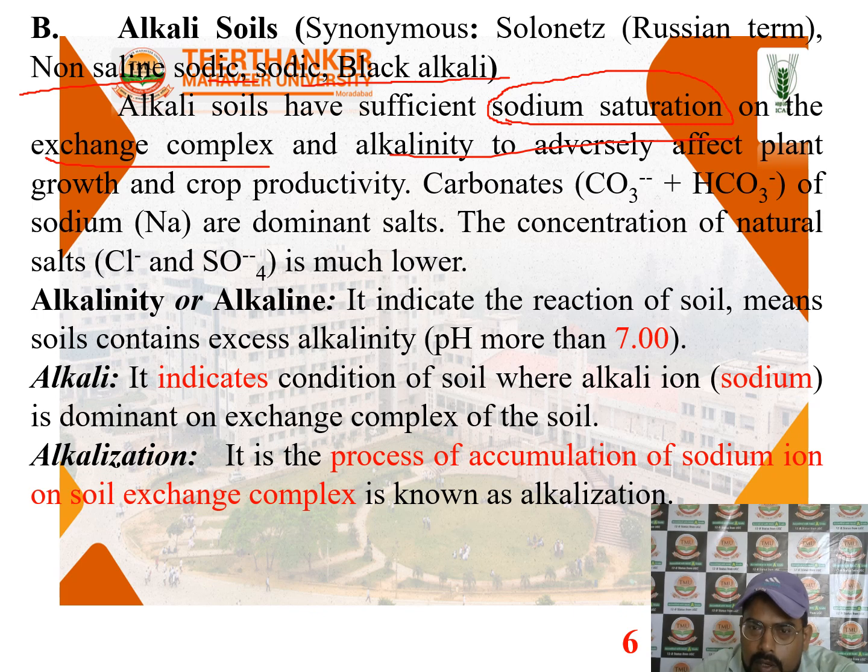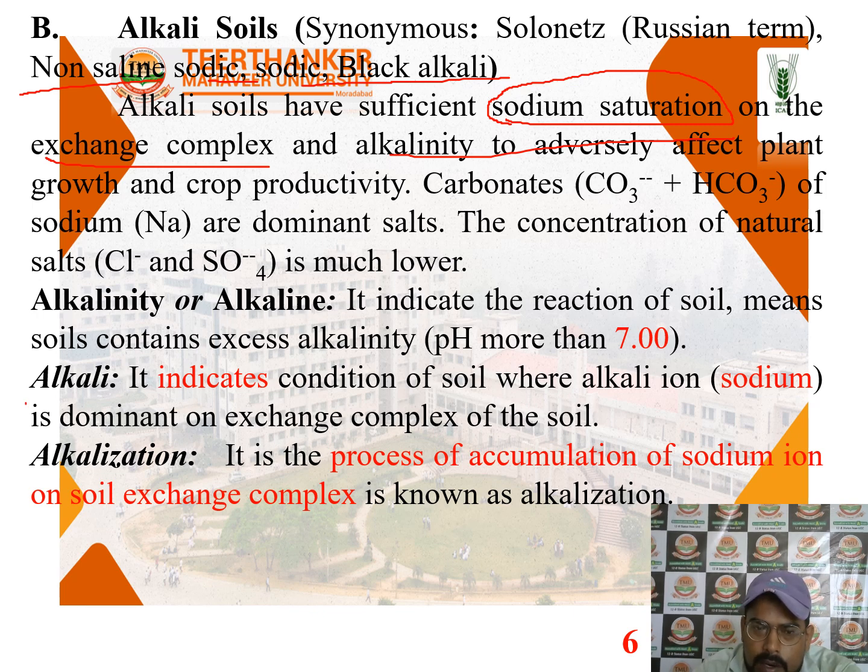So the crop productivity is reduced, with carbonate (CO3) and bicarbonate as sodium salts dominant in concentration over neutral salts, calcium and sulfate, and the reaction of the soil is indicated. That means a constant excess alkalinity, with pH more than 7.